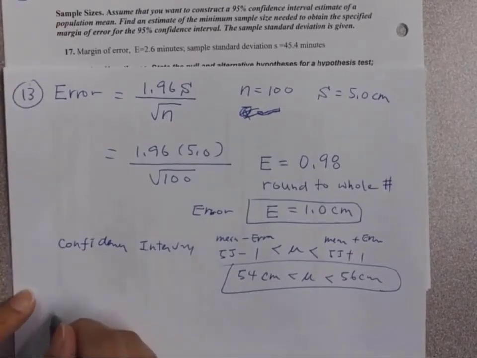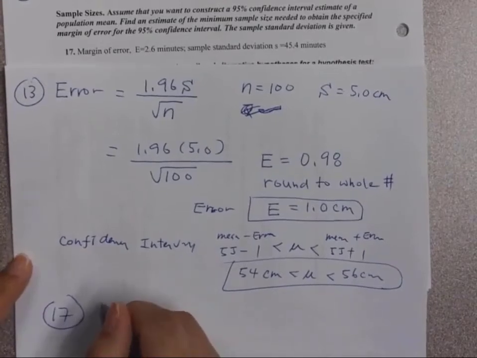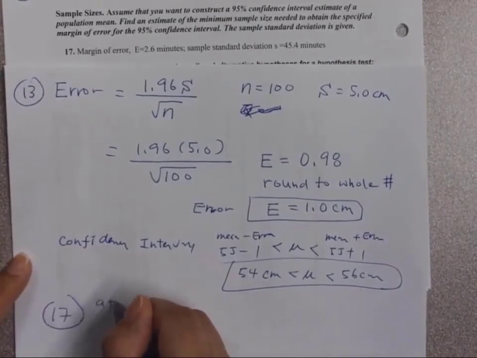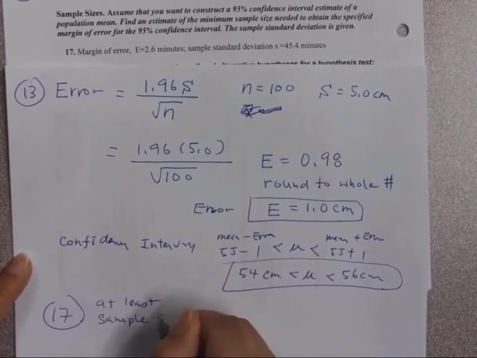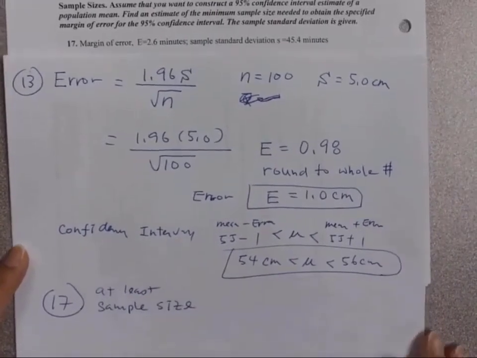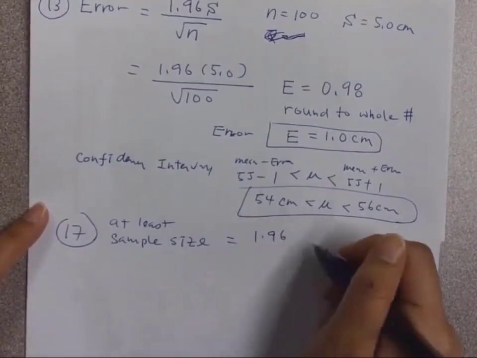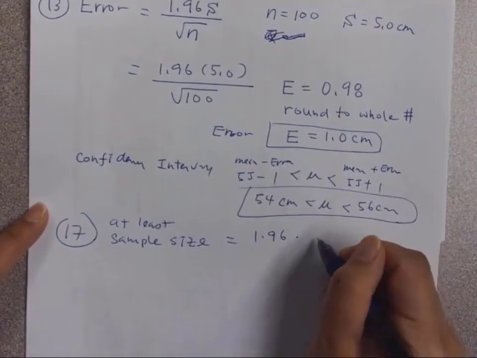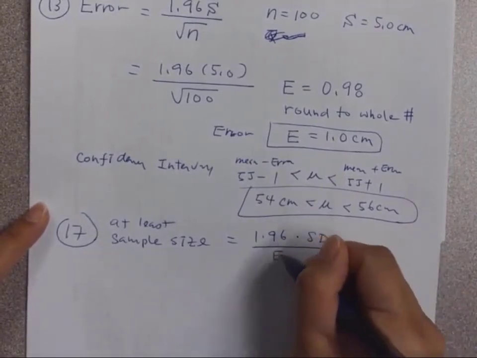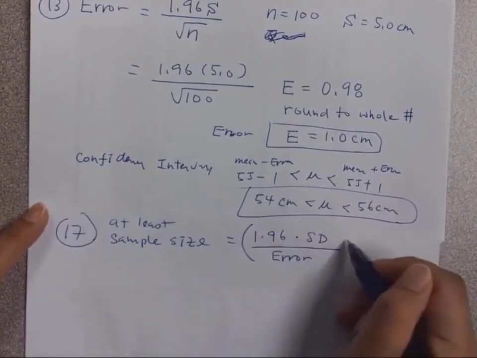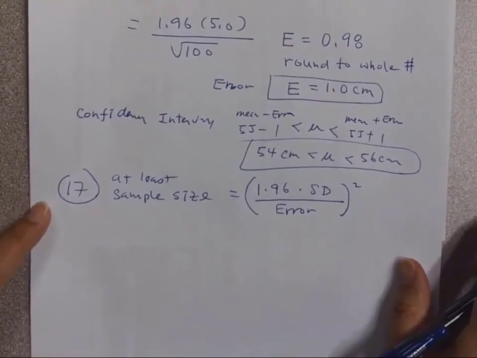So for this one, number 17, I'm going to need to find the minimum, at least, what the sample size needs to be. What is the formula? 1.96 times the standard deviation divided by error, square. Okay, don't forget the square. That's another common mistake, okay?